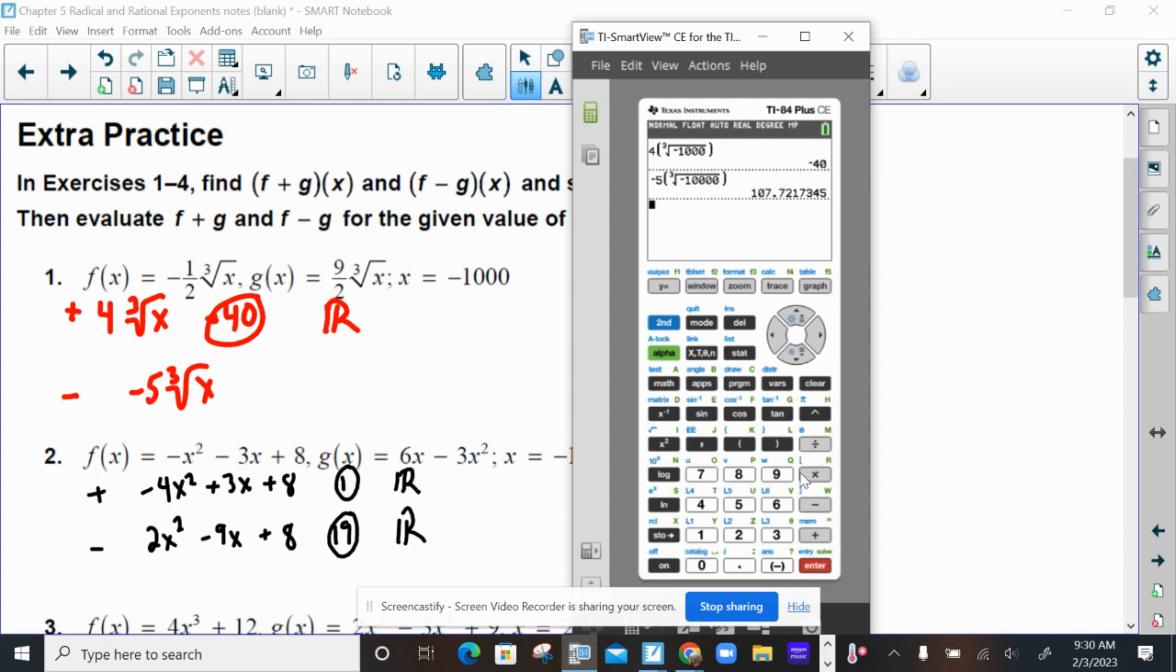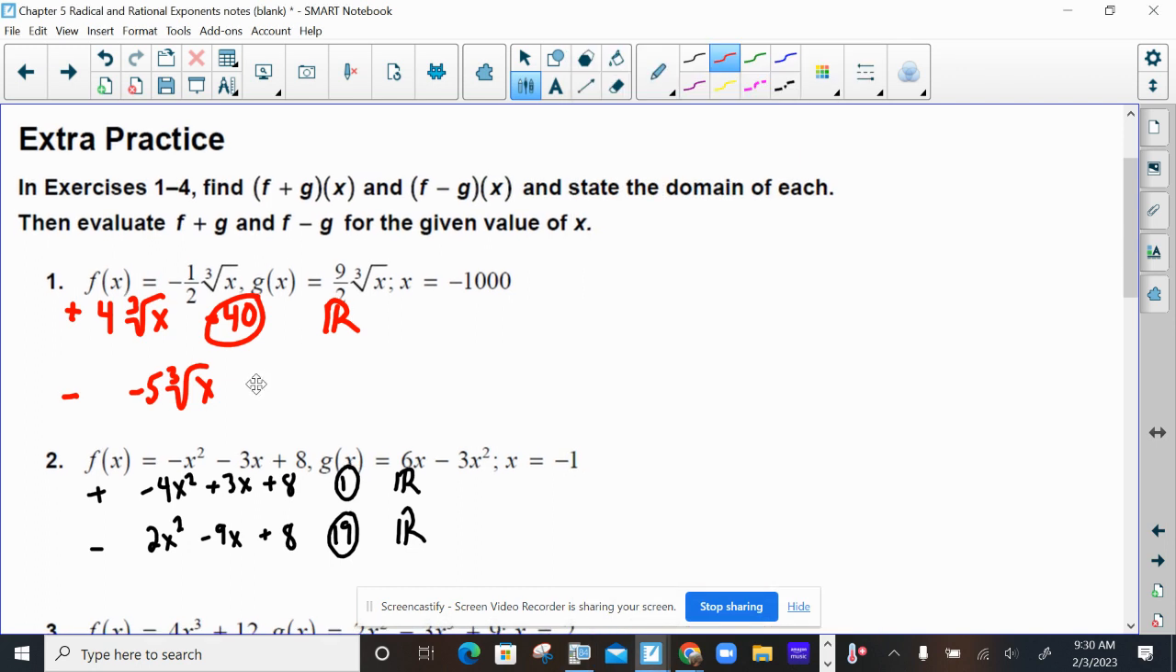Oh, I did negative 10,000. Sorry, it's negative 5 cube root, and I'm using my pad, so it's a little bit harder to type. I had an extra 0, and my eyeballs did not see it, but I knew that we were supposed to get a 50, and we get a 50. So there's 50, and my domain is still all reals. Okay, so you can combine like terms.